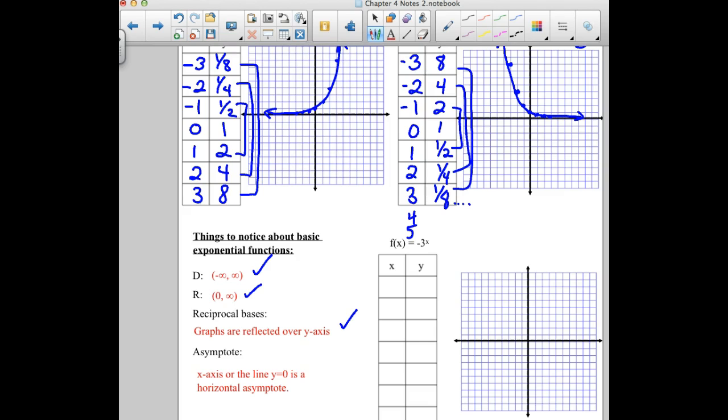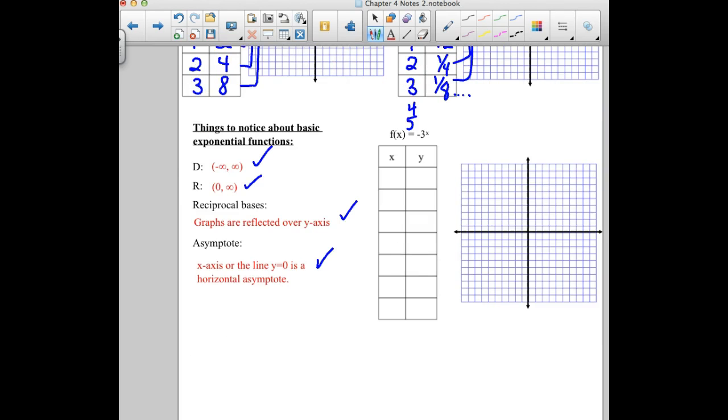The asymptote for both of these, because we talked about our graph coming down and approaching the x-axis but not touching it, is the x-axis. Y equals 0 would be the equation for our horizontal asymptote. All right, let's try one more of these.